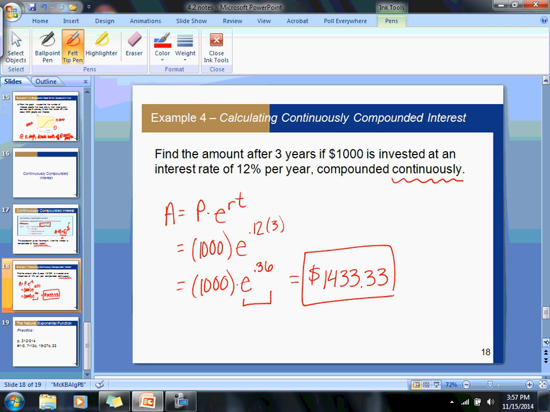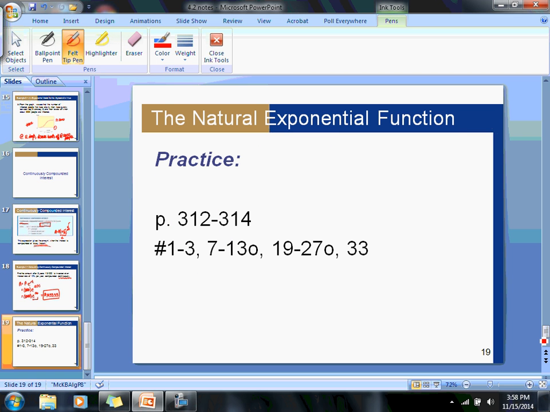So here's your homework for tonight so that you can practice these concepts. They should all have e in them. And if you have any questions on how to use your calculator and how to use e and how to adjust your viewing window for your graphs, come on in and see me before school.